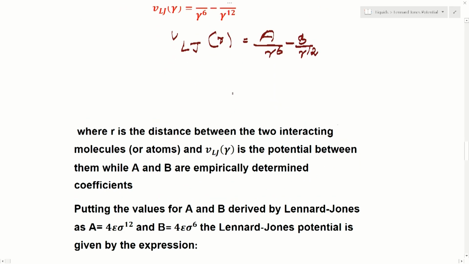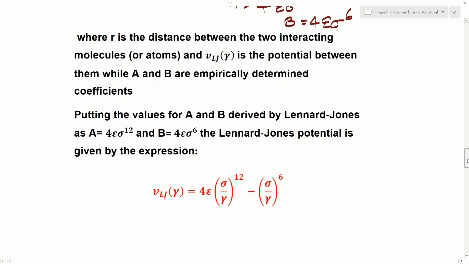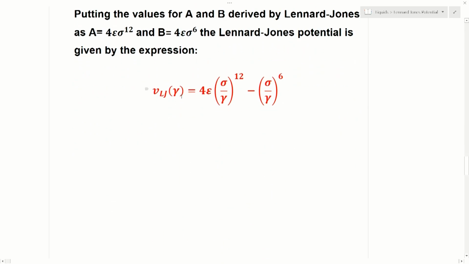Here, A is 4 epsilon sigma power 12 and B is 4 epsilon sigma power 6. When we substitute the value of A as 4 epsilon sigma power 12 and the value of B as 4 epsilon sigma power 6, we will get the equation V_LJ(r) is equal to 4 epsilon times sigma by r the whole power 12 minus sigma by r the whole power 6.